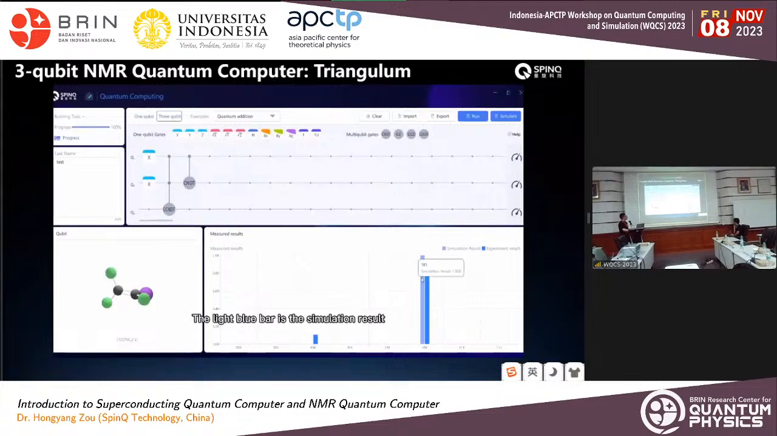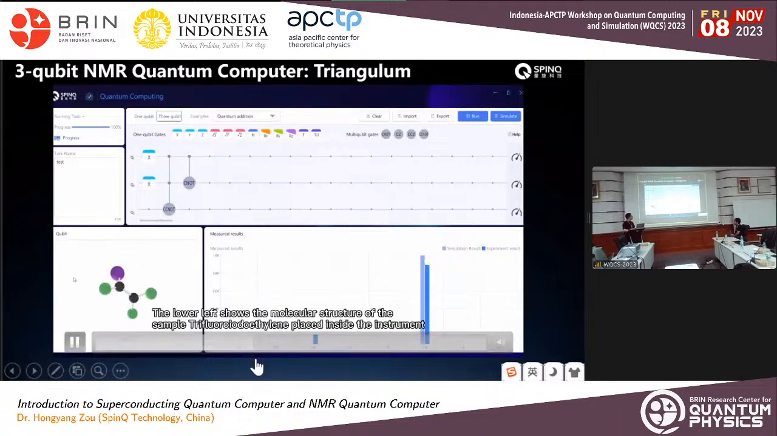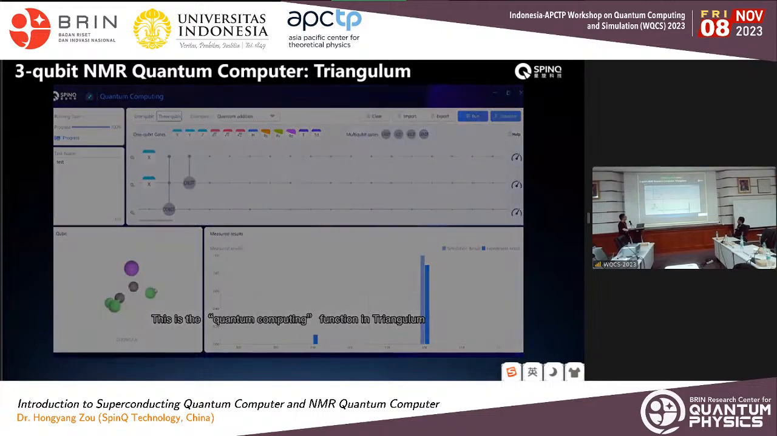The light blue bar is the simulation result. The dark blue bar is the experimental result. And the value will be displayed when the mouse is moved to the bar. The lower left shows the molecular structure of the sample, trichloromethane, placed inside the instrument, which uses the fluorine atoms. This is the quantum computing function in the Triangle.